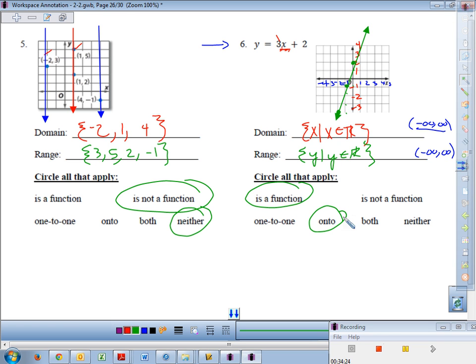Is it 1 to 1? Why? It passes the horizontal line test. So it's 1 to 1 and onto, meaning it is both. Sound okay?